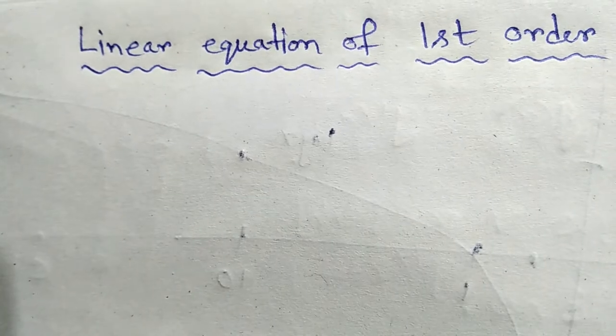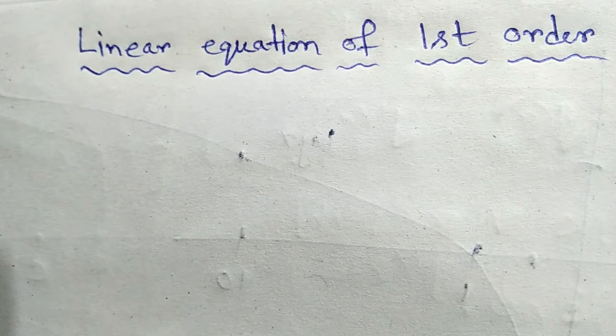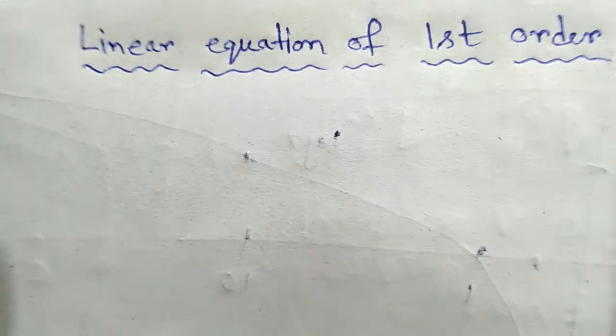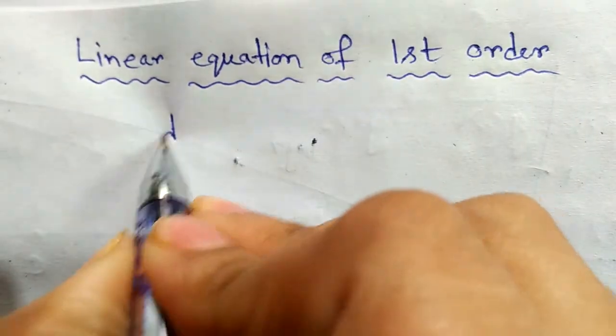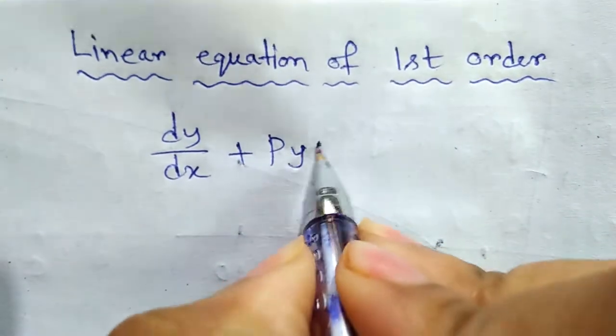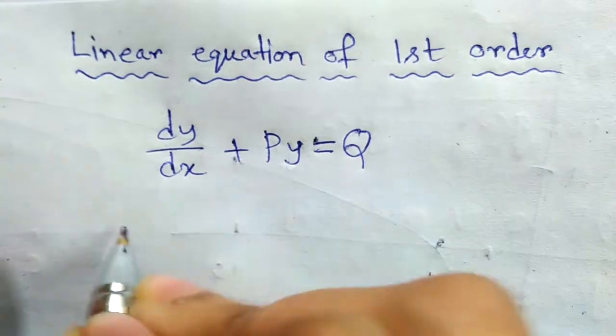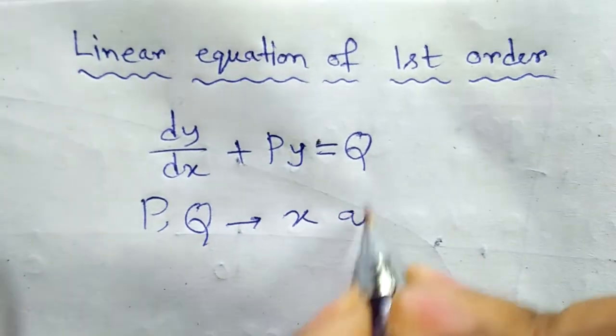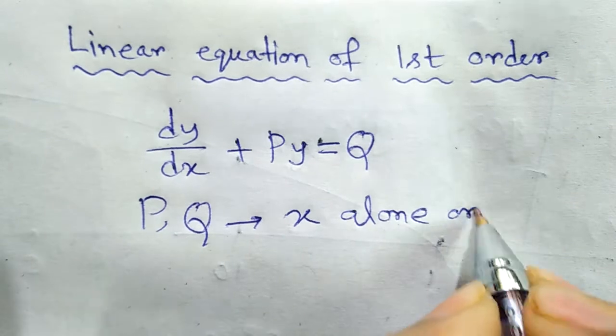Welcome to everyone. Today we are going to discuss the fourth type of differential equation, that is, the linear equation of first order. Any linear equation of first order looks like dy/dx + Py = Q, where P and Q are functions of x alone or constants.